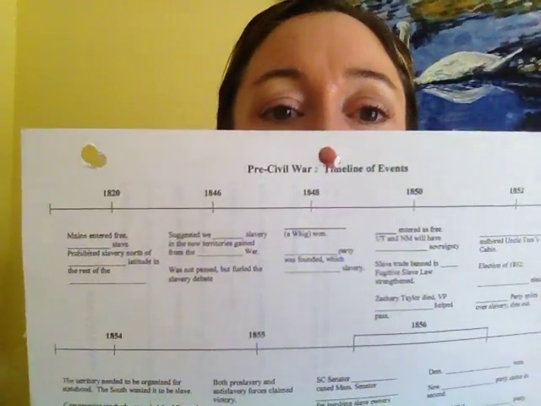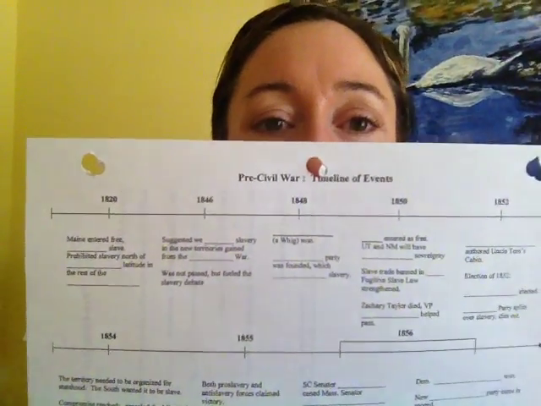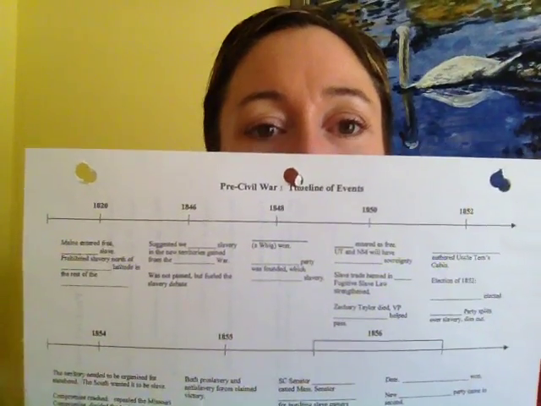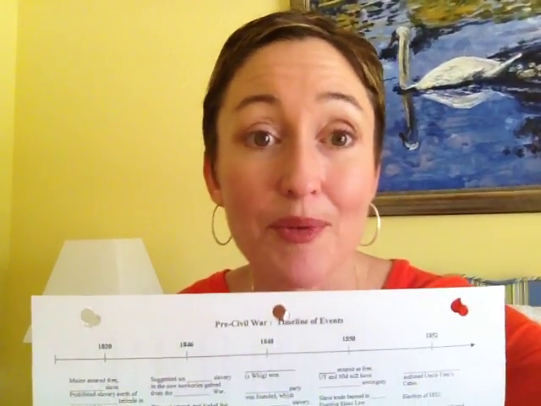Hey guys, this next video deals with the events leading to the Civil War, and it goes with this pre-Civil War timeline of events. This is going to go pretty quickly because these early events are ones that we've already studied, and we're going to end at 1854. We're not going to cover the whole timeline this time around. So let's go ahead and head straight to the PowerPoint.